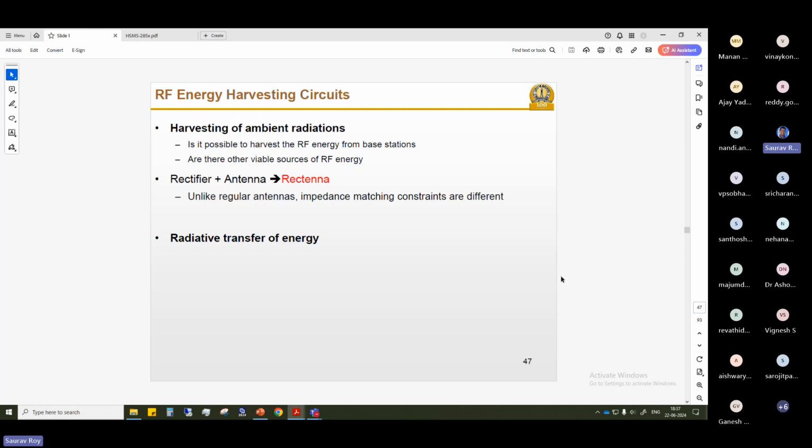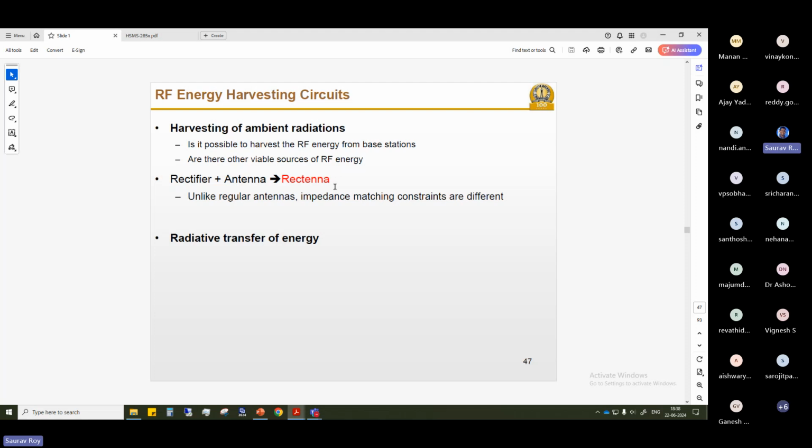Those are the topics in RF energy harvesting, and another related topic is called WPT, or wireless power transfer. It talks about harvesting of ambient radiation. Ambient means which is already available in nature, or the environment. So the question is, is it possible to harvest, what are the RF sources required, and what type of hardware is required for this?